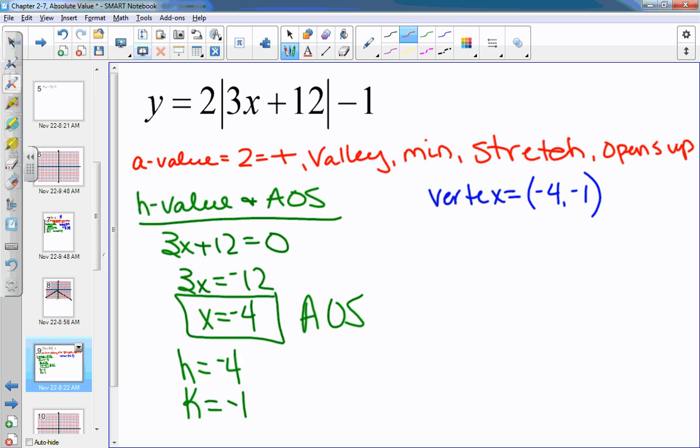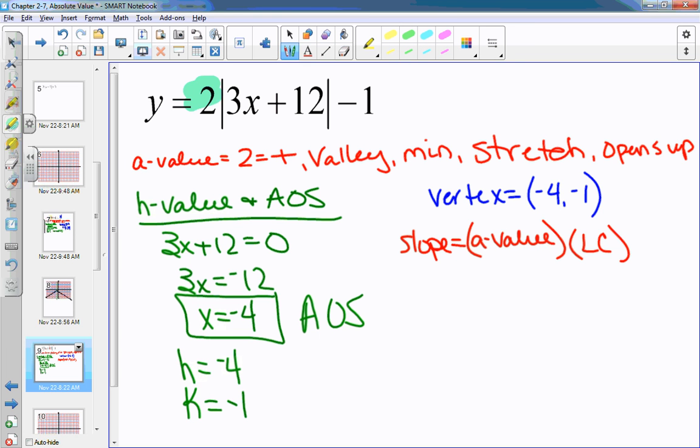Okay, after I did that, what do I do next? Find your slope. Your slope is found by multiplying two values together. It's multiplying your A value and your leading coefficient. So the two values I'm multiplying together are the value 2 and this value attached to the x, which is going to be what? 3. Very good. So I'm going to be multiplying 2 times 3, which gives me the value 6. Put that over 1 and make that a fraction.